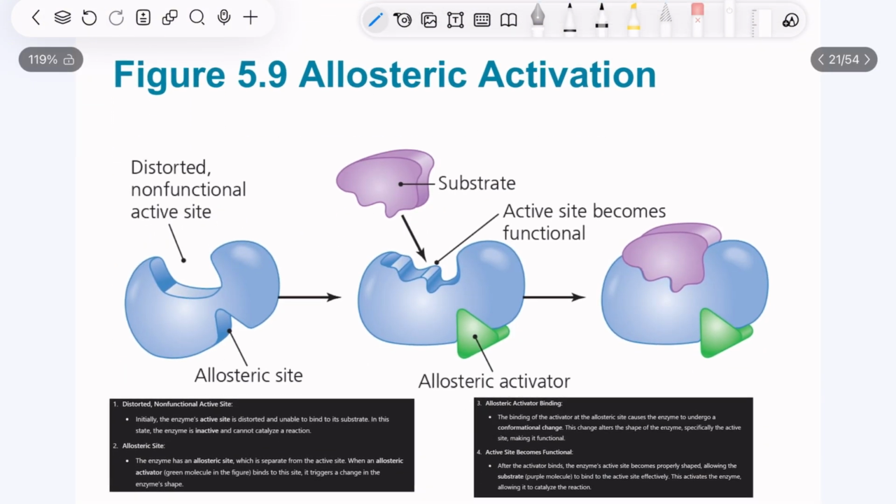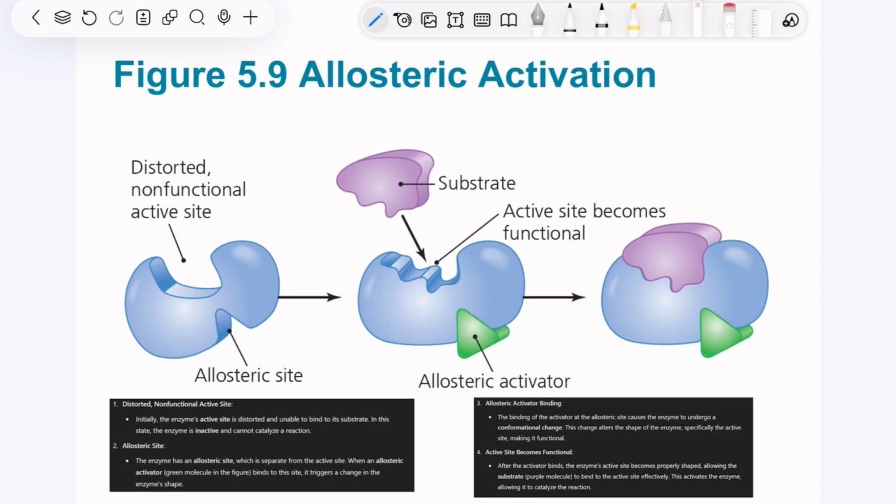This image here shows an allosteric activation. We first look at the distorted, non-functional active site. Initially, the enzyme active site is distorted and unable to bind to substrate. In this state, the enzyme is inactive and cannot catalyze a reaction. So let's look at the allosteric site. The enzyme has an allosteric site which is separate from the active site.